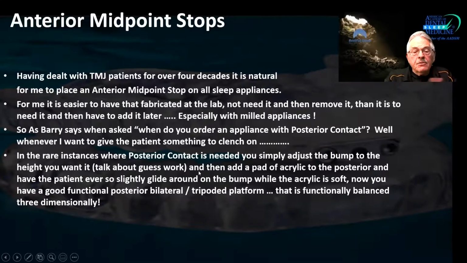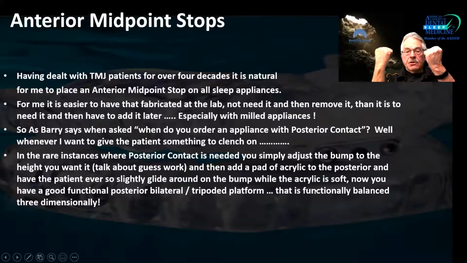I'm not into pharyngometers and all kinds of that other stuff. I'm not critical of those that do that. It's just not what I do. But then I would add a pad of acrylic to the posterior on both sides and have the patient ever so slightly glide around on the bump on the anterior midpoint excluder while the acrylic was soft.